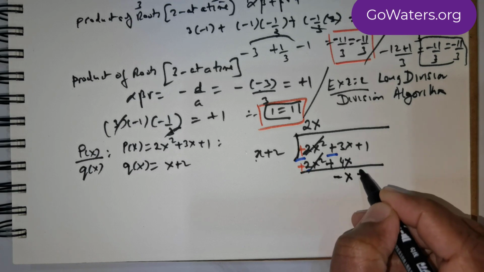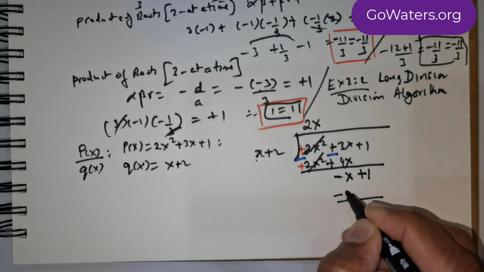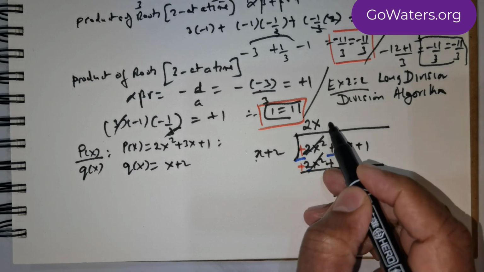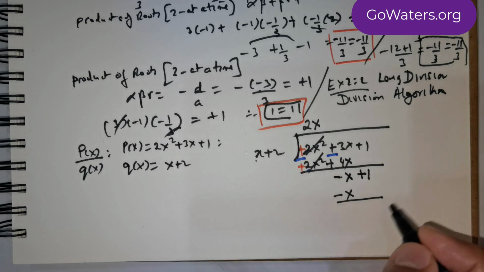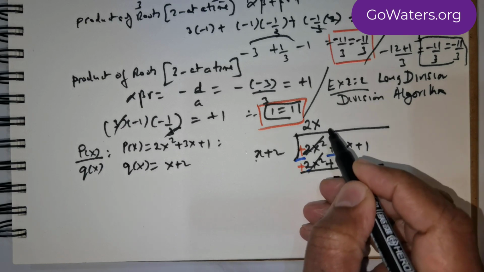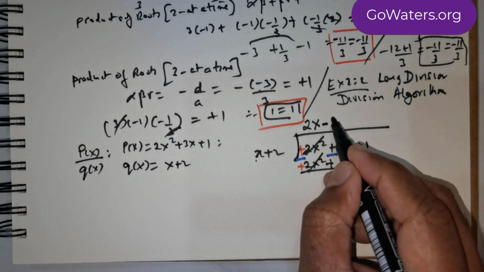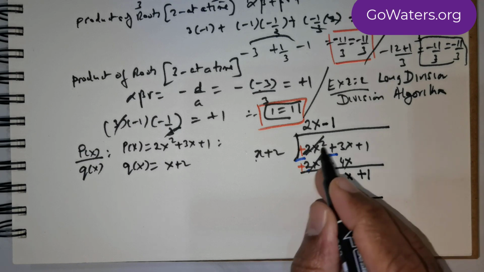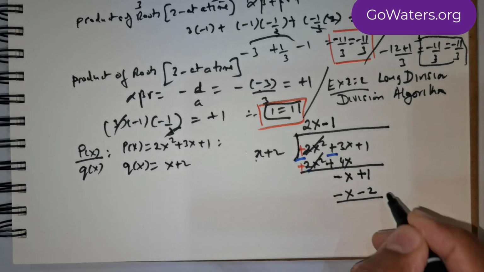Now bring that 1 down. Now you draw a line, and then you place negative x. Now the question is, what should you place over here so that that quantity multiplied by this x gives me negative x? In all fairness, I need to get a negative x there. So the only way it's possible is through negative 1. Negative 1 times positive x gives me negative x. Negative 1 times positive 2 will give me negative 2.